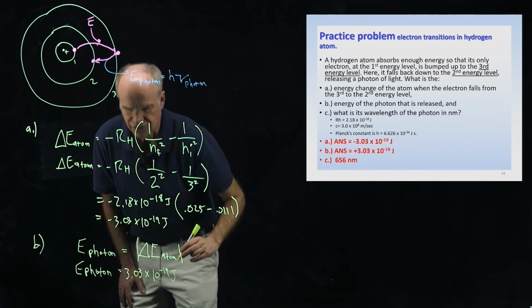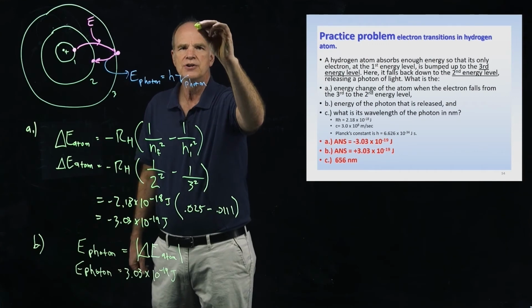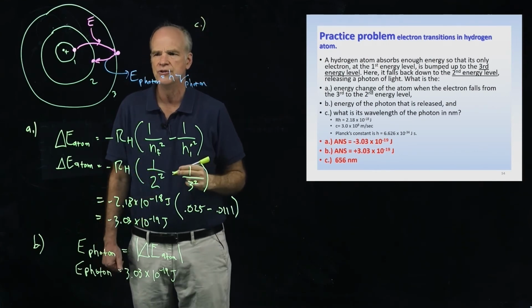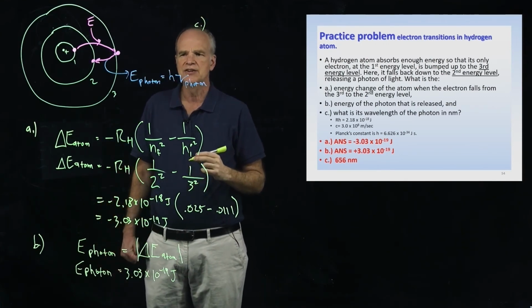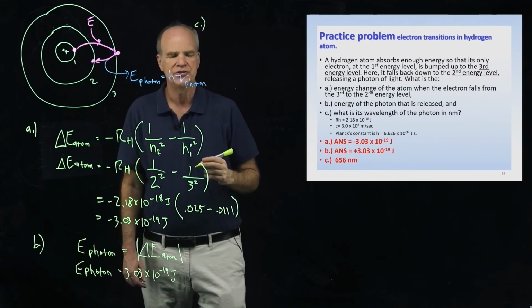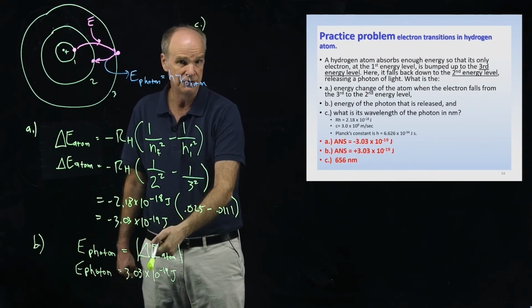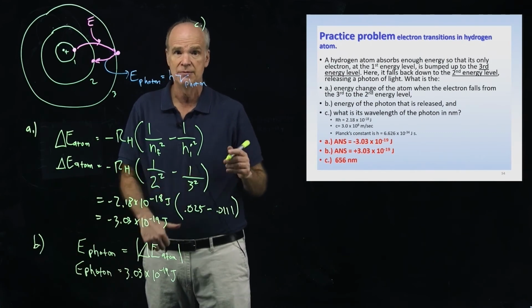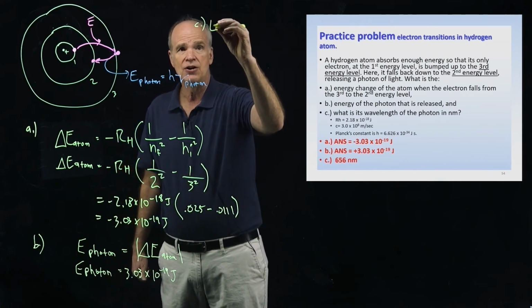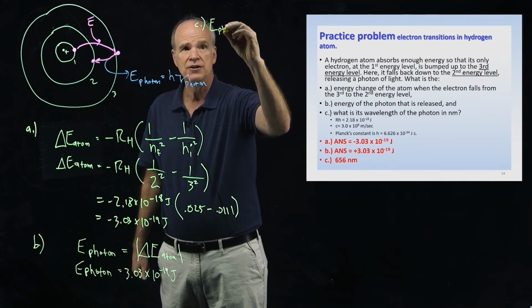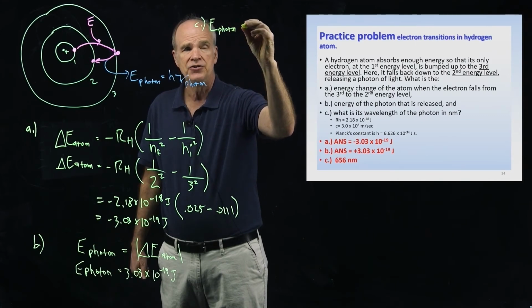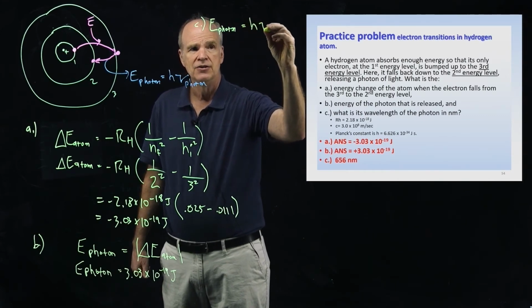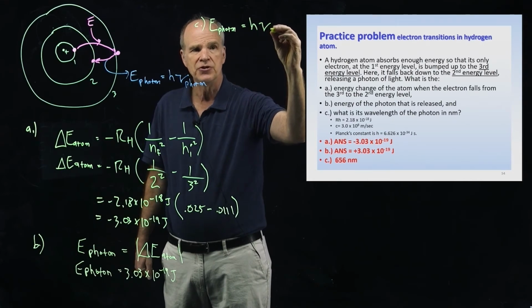Okay, so the final part of the problem I'm going to do over here, which isn't so bad, you already know how to do that. What is the wavelength of the photon in nanometers? Okay, so we have an energy for the photon, and so we have to convert that energy to a wavelength in nanometers. And so what I recall is that the energy of the photon is equal to Planck's constant times the frequency of the photon.